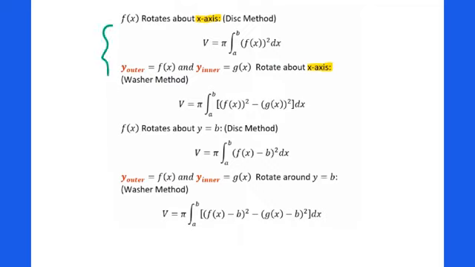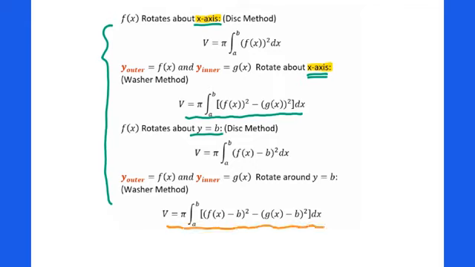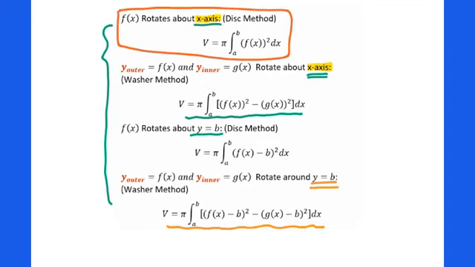Here are all the formulas for rotating about x-axis or rotating about y equals b. This formula is for two functions rotating about x-axis. This formula shows two functions rotating about y equals b. For this video, we only deal with the first situation, which means one function rotating about x-axis.